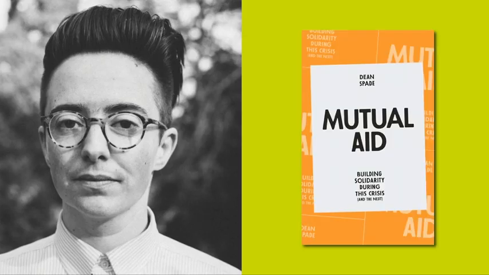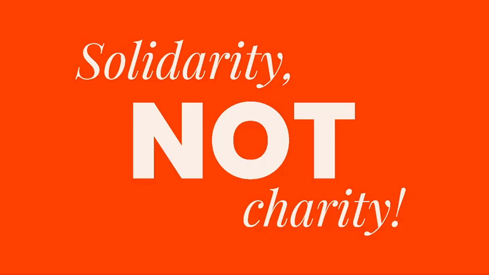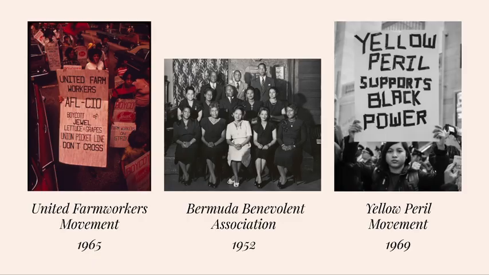Dean Spade, author of Mutual Aid, Building Solidarity During This Crisis and the Next, defines mutual aid as the collective coordination to meet each other's needs, usually from an awareness that the systems we have in place are not going to meet them. At its core, mutual aid is about solidarity and acknowledging the broken, unjust social structures which we live in. Though groundbreaking to some, mutual care systems have been fundamental in Black and Brown communities throughout history.